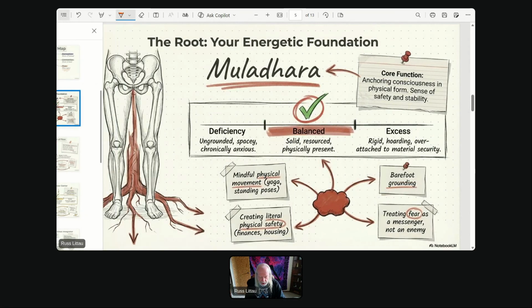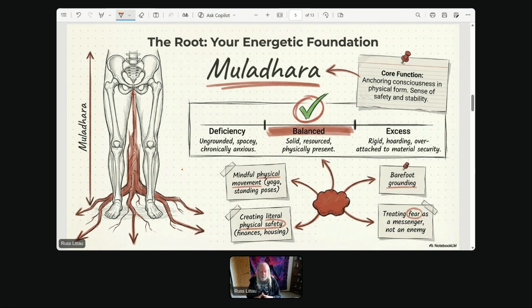Okay, so now we're going to go into each individual one. I'll go through these fairly briefly, because when you download this, it says it all right there. So the root chakra is actually the base of your spine, anchoring your consciousness and physical form. So it anchors you into the ground, hence the root chakra.